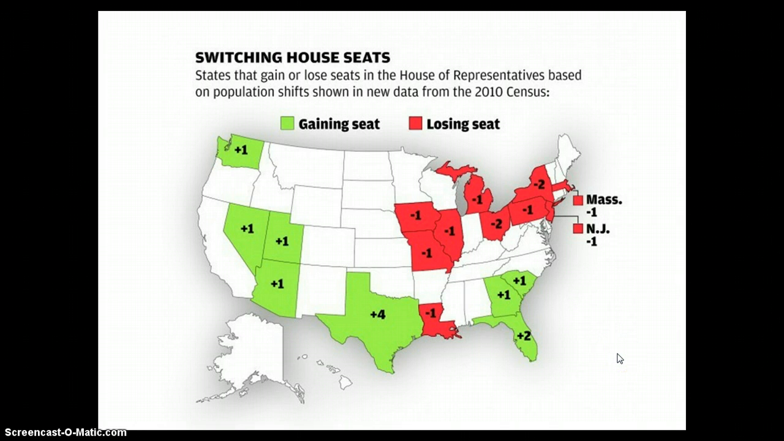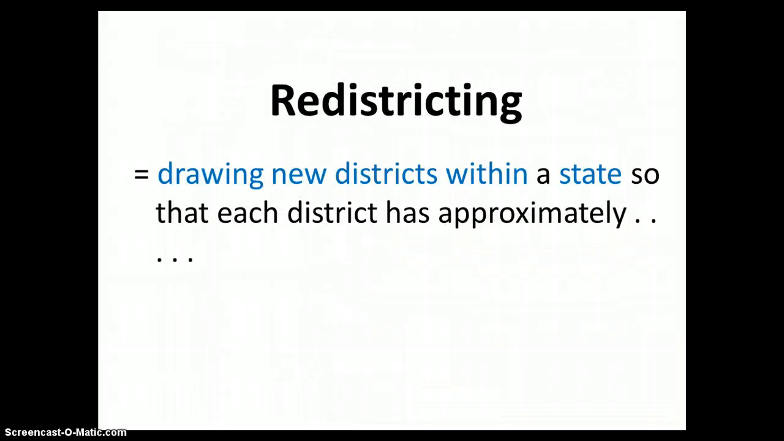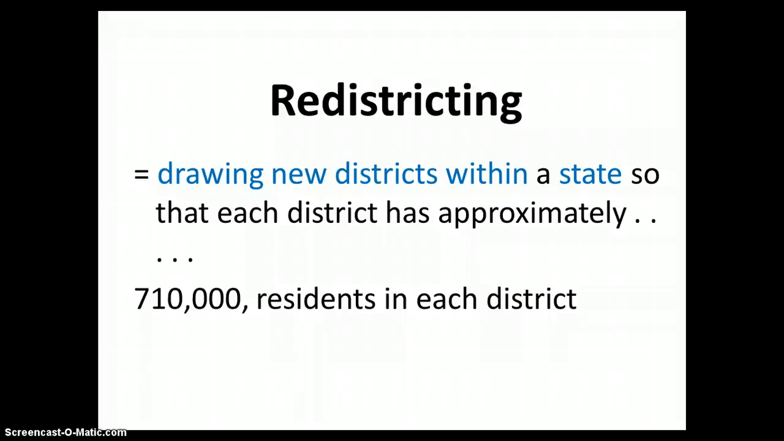As demonstrated through the map, we lost a seat in the House of Representatives in the last census. You can see that that may have been caused by the population boom in Texas. Previous to 2010, we had 19 House representatives, after 2010, we lost one House rep, and now we have 18 House representatives in the state of Illinois. Now, in order to maintain the 710,000 residents, state legislatures will draw new districts within a state so that each district has approximately the same amount of residents, 710,000.